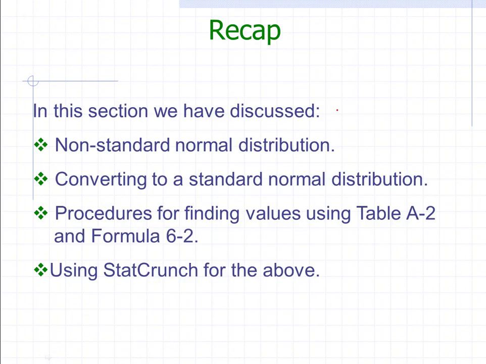So what we've done is we've discussed how we deal with a non-standard normal distribution, a distribution whose mean is not 0 and whose standard deviation is not 1. We've talked about converting them to a standard normal distribution, and those are z-scores, and then we can find the probabilities using table A2 and unstandardizing, and then we can also use StatCrunch for that.